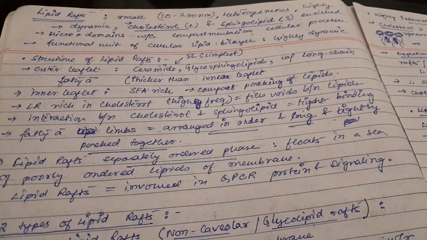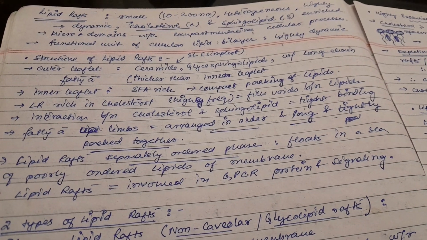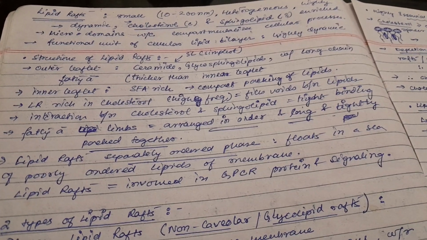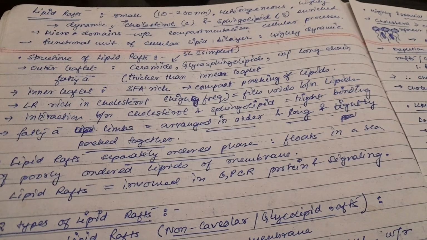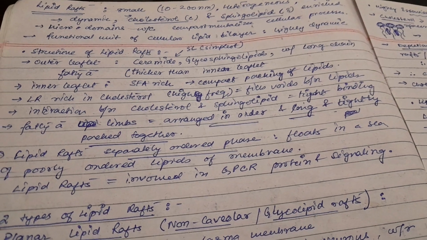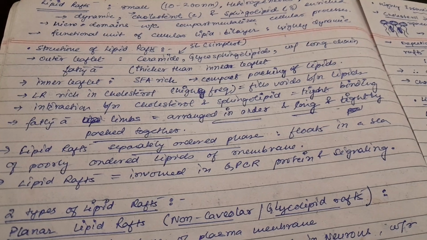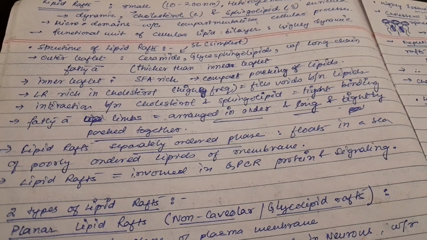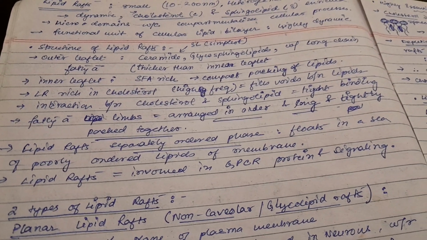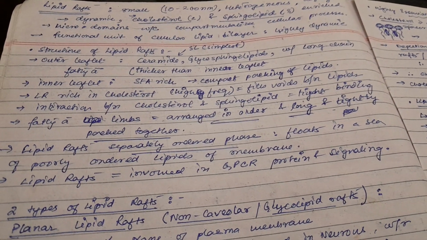So let's start with lipid rafts. Basically, what are lipid rafts? These are microdomains which are rich in cholesterol and sphingolipid. They are those compartments, or a unit, of the plasma membrane that is highly dynamic, and we usually find that the lipid rafts are usually thicker than the rest of the plasma membrane.